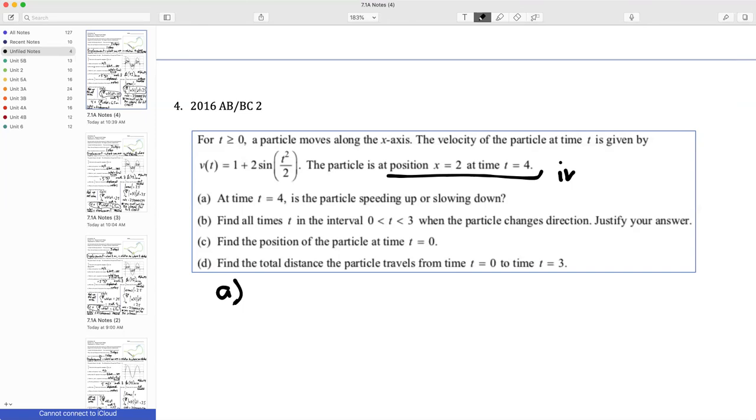So I need to find v of 4. And I need to find v prime of 4, which is also the acceleration at 4. That's what we're about to do. But you need to transfer that information from your calculator to the page.